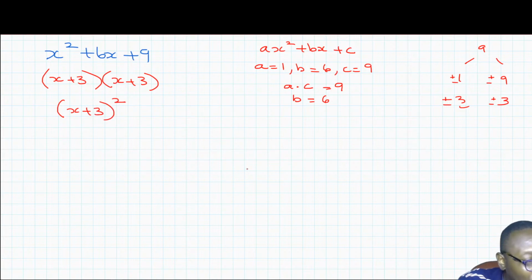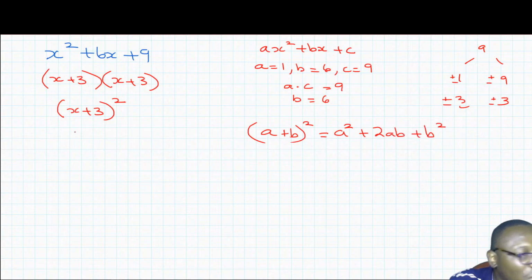But there is a simple method which, as you get more used to factoring quadratics, you would see that a plus b squared is equal to a squared plus 2ab plus b squared. So if we look at this again, you can see that x plus 3 squared is x squared, and then we leave our 3 squared at the end. Then for the middle term, we multiply x by 3 and multiply that by 2, which is going to give you 6x. That is simply what this equation is telling you.